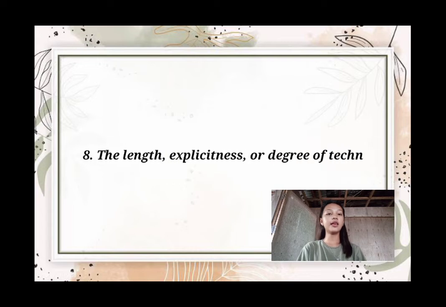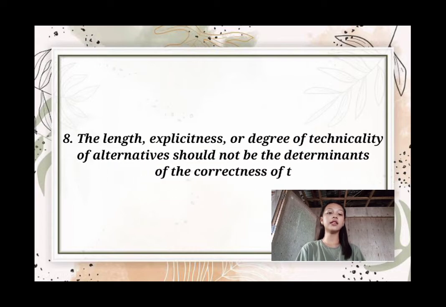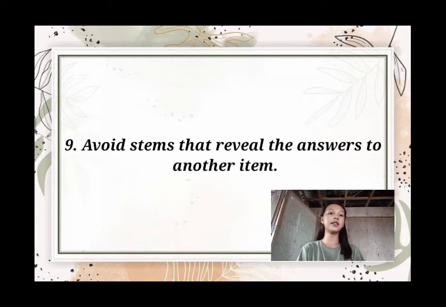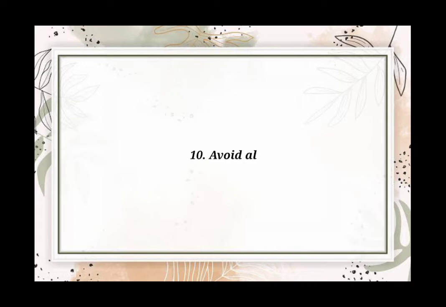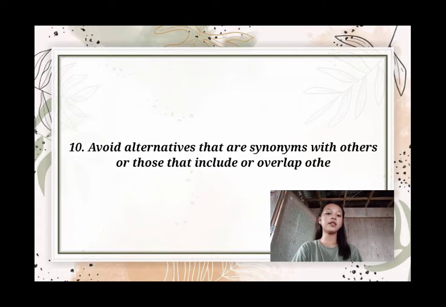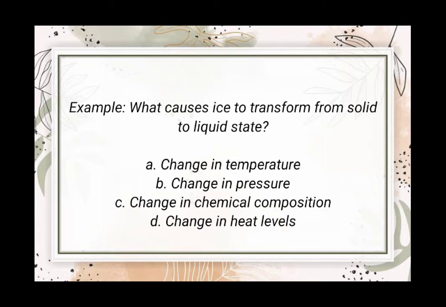Number 8. The length, explicitness, or degree of technicality of alternatives should not be the determinants of the correctness of the answer. 9. Avoid stems that reveal the answer to another item. Number 10. Avoid alternatives that are synonyms with others or those that include or overlap others. Options A and D are essentially the same. Thus, a student who spots these identical choices would right away narrow down the field of choices to A, B, and C. The last distractor would play no significant role in increasing the value of the item.